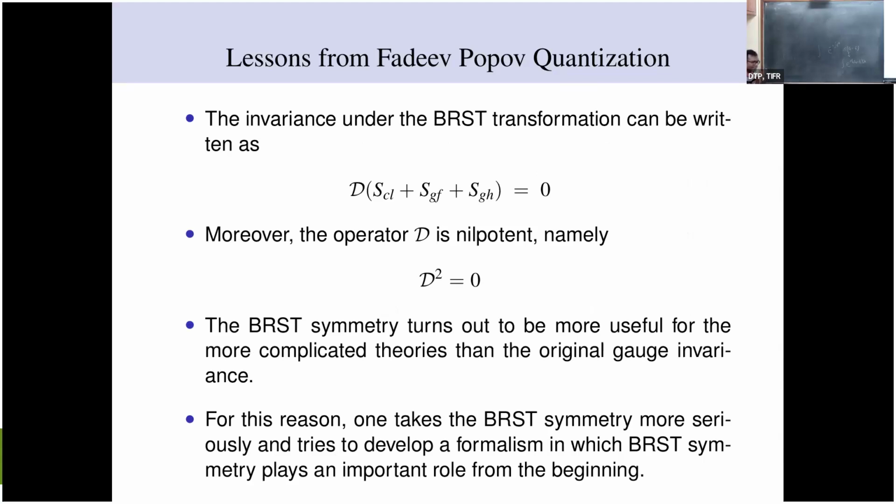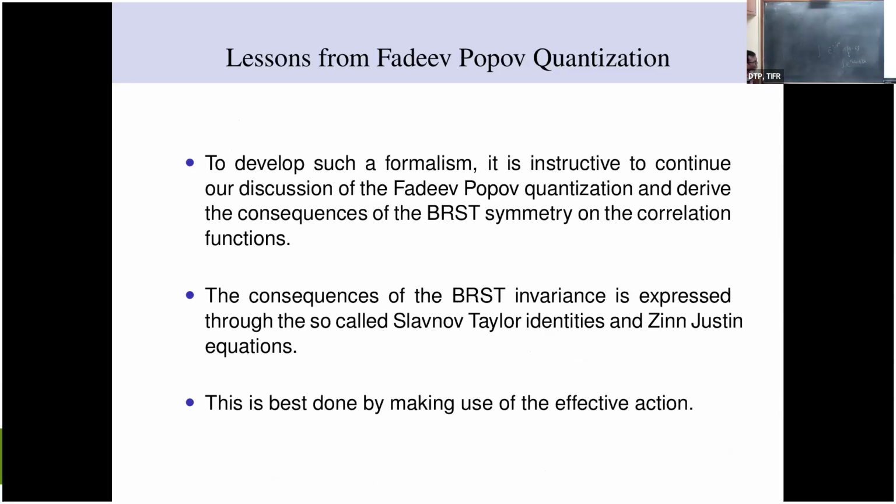So this BRST symmetry turns out to be more useful for more complicated theories than the original gauge invariance. And for this reason, we take this BRST symmetry more seriously, and we try to develop a formalism in which BRST symmetry plays an important role from the beginning. So we forget about the original gauge invariance, we just deal with the BRST invariance, and we develop a formalism where we are dealing with just this BRST invariance.